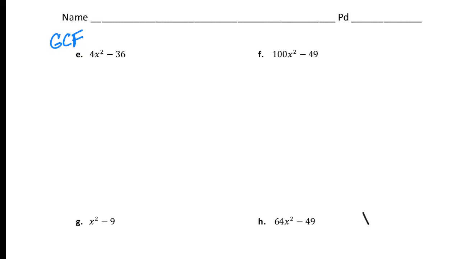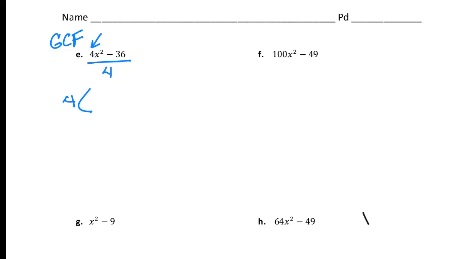Check again. Start with your smallest coefficient. You have a 4. Does 4 go into 36 evenly? Yes. So we need to divide by 4. Can I divide by an x from both of those terms? No. So just the 4. So that 4 comes out in front. That is your greatest common factor.